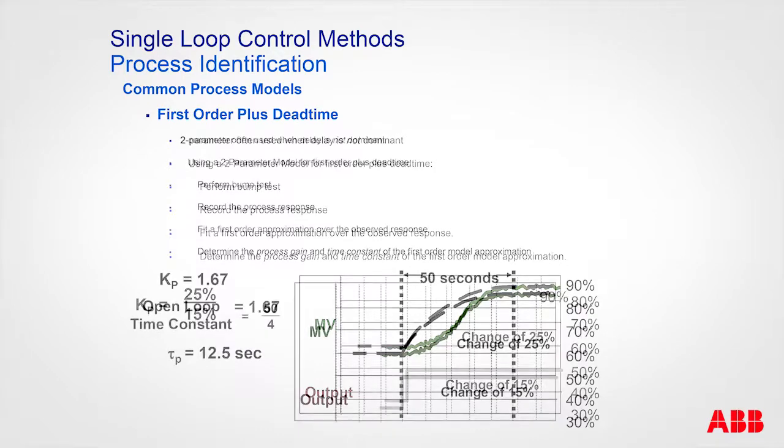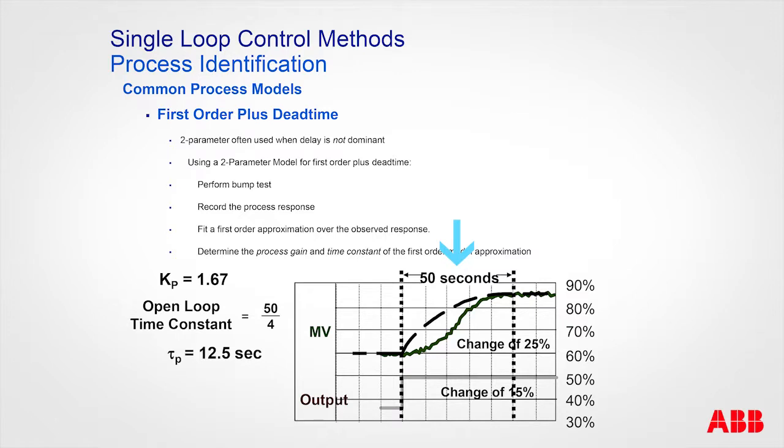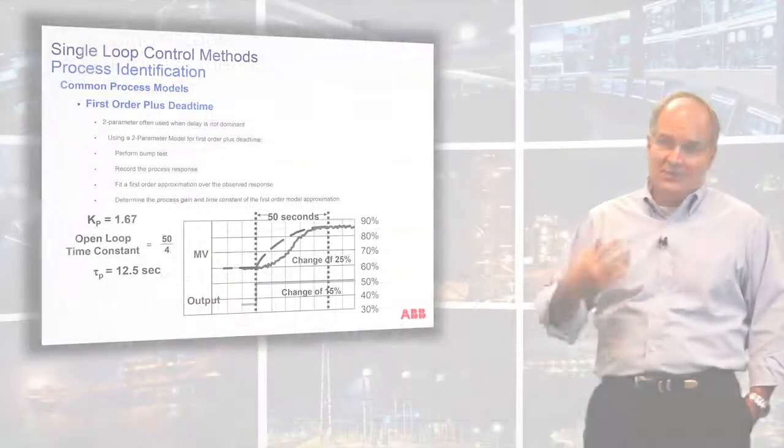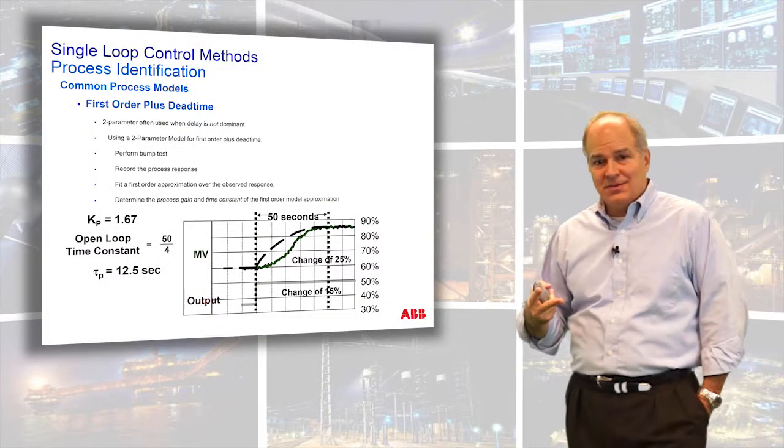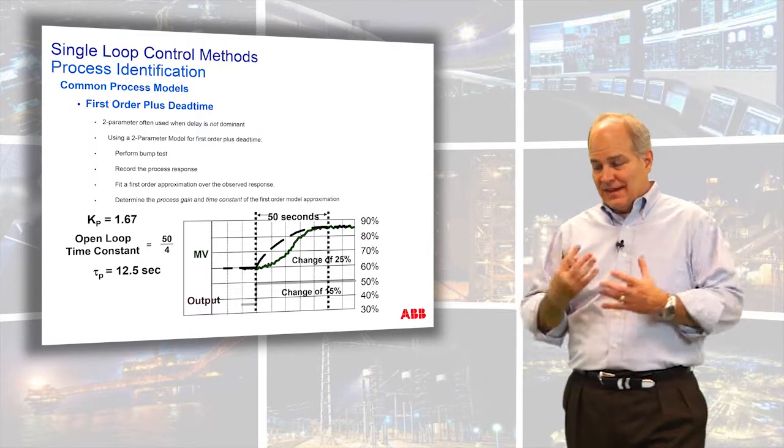Now I need the time constant. How long did it take to get there? This is going to take you a little while, but figure out the total time. In this case, I'm saying 50 seconds. That's about when it got flat, 50 seconds. 50 seconds divided by 4 is 12.5. That's your time constant. Those are the two numbers. It can be as easy as that.